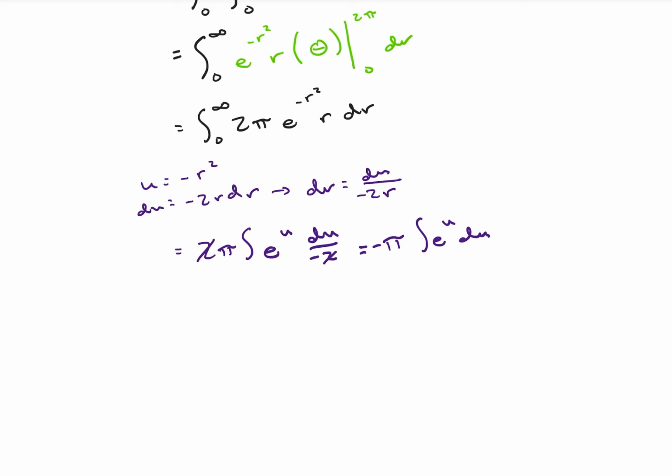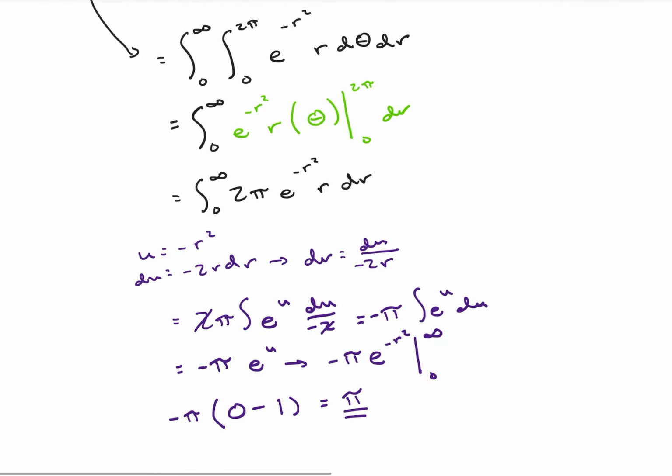All right, let's go ahead and integrate that. That's going to be negative pi times e to the u. Go ahead and plug our u back in there. So we get negative pi times e to the negative r squared, evaluated from 0 to infinity. So let's look at that. I'm going to get negative pi times: e to the negative infinity is going to be 0, and e to the 0 is going to be 1. So my answer here is going to be pi.